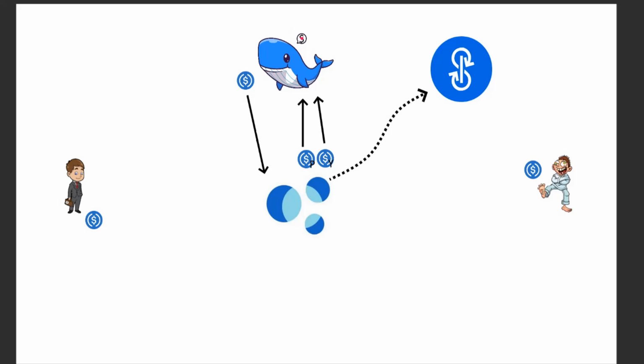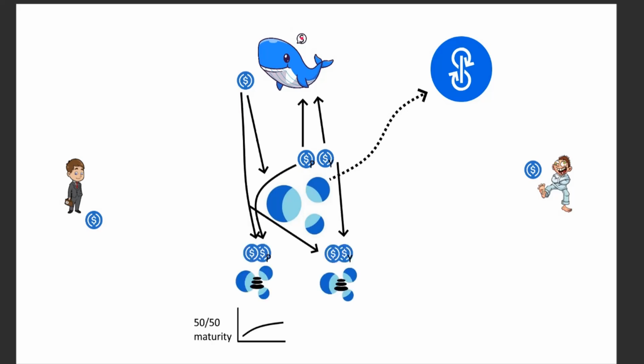Now, the whale wants to make more money than that. Otherwise, what's the point of using this? He could just go straight to Yearn. So what does he do? He takes some more USDC and pairs it with the principal, and he takes some more USDC and pairs it with the yield-bearing tokens on these special Element balancer pools.